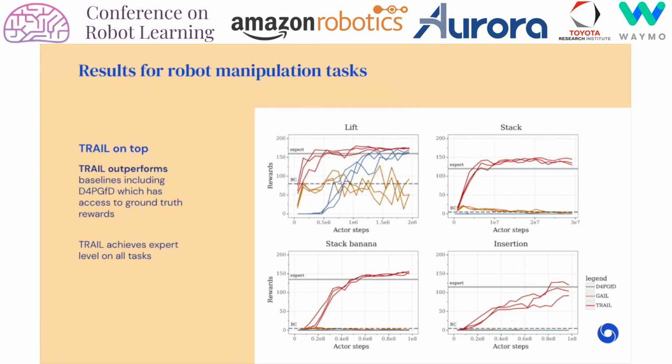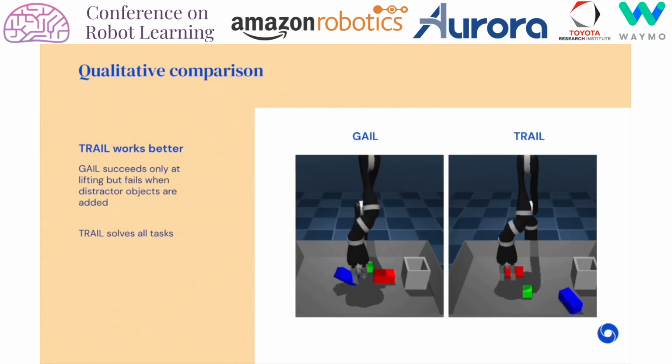Let me share our results for 4 robotic manipulation tasks. TRAIL, these red curves, outperforms our baselines and achieves expert level on all tasks. TRAIL is better than D4PG from demonstrations, even though this baseline uses both demonstrations and ground truth rewards. It means that these ground truth rewards are too sparse to solve harder tasks. This is resolved when we use GAIL-based rewards, which are dense and tend to aid exploration.